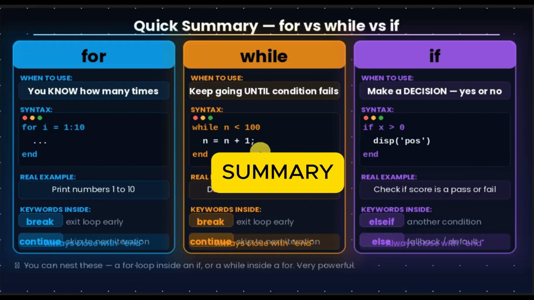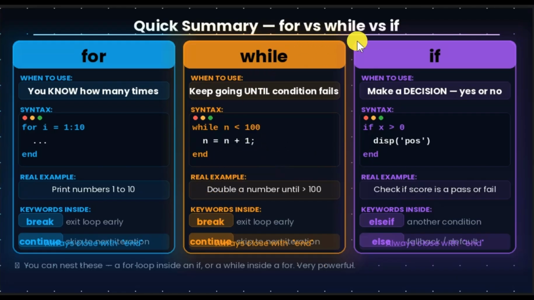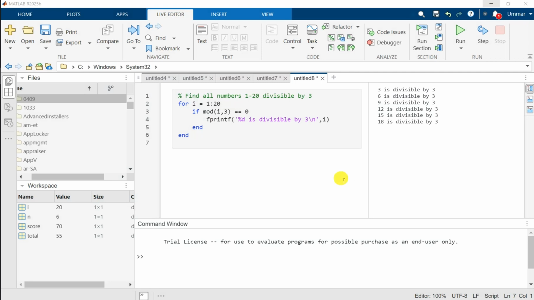Now this is the quick summary for for, while, and if. So here is your cheat sheet. For is for how many times you run this code, while keeps going until the condition is false, and if makes a decision. All three always close with end. You can nest them inside each other: a for loop inside an if, a while inside a for. That combination is the foundation of all real MATLAB programs. Okay, that is Part 4 completely.